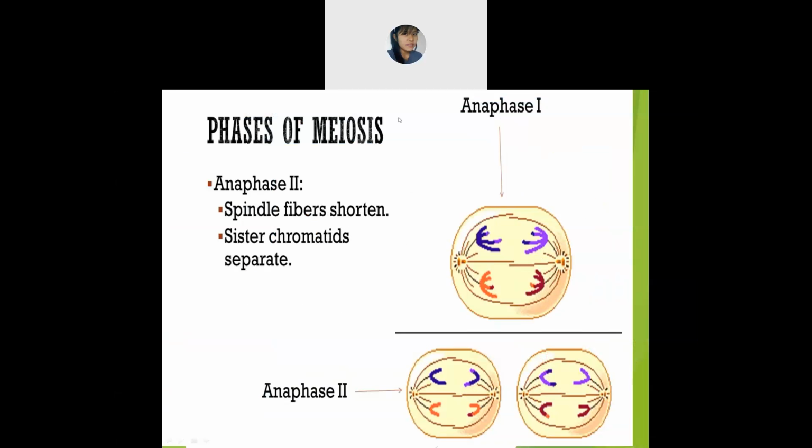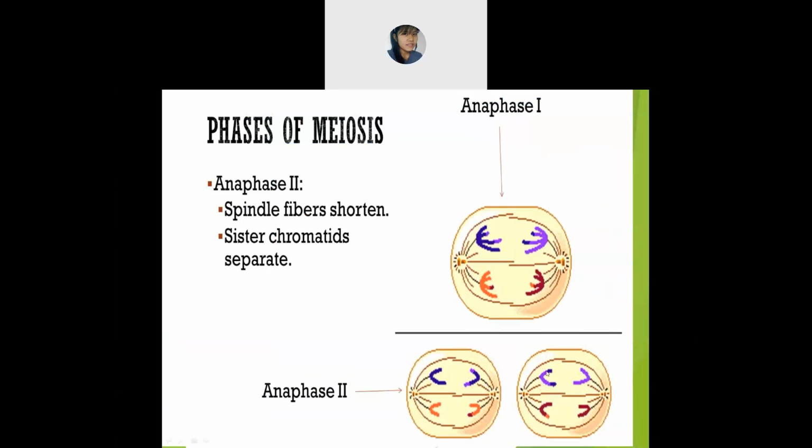Okay, anaphase 2. So what will happen here? In anaphase 2, the spindle fibers will be short now. The length of the spindle fibers will be short now. So what will happen in anaphase 2? All these spindle fibers will shorten now. After that, what will happen? The sister chromatids separate. All these chromatids will now separate.